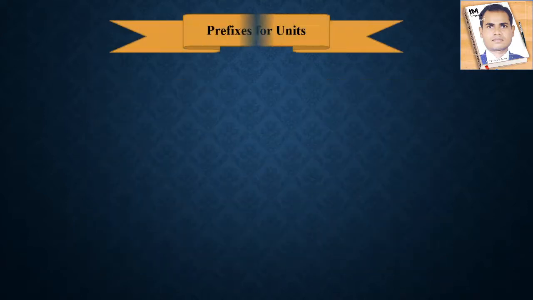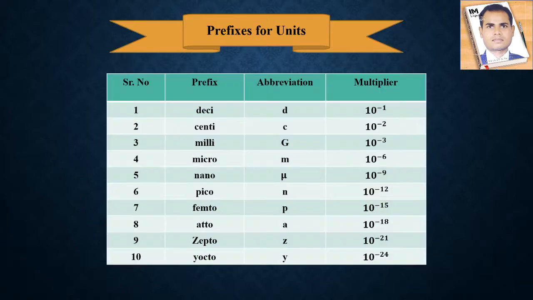One more table we have to see for the prefixes for units. You will see again the prefixes, abbreviations and multipliers. Here is deci, abbreviation small d, and the multiplier is 10 raised to minus 1. Next is centi, as in decimeter, centimeter, millimeter, micrometer. Centi abbreviation is small c, and the multiplier is 10 raised to minus 2. The next prefix is milli, as in millimeter, and the abbreviation is small m, and the multiplier is 10 raised to minus 3.